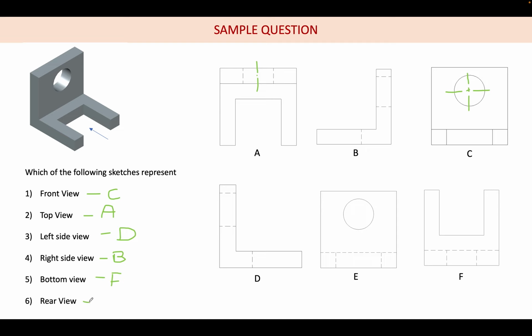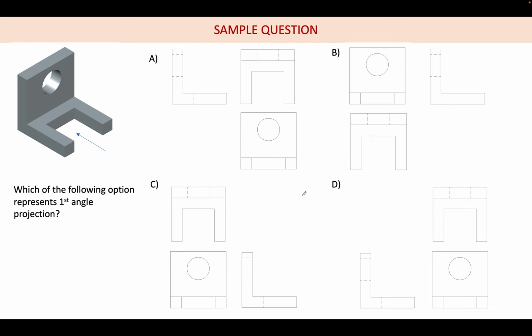Rear view, only one option is there, so it is option B. Yes. Like this, in your assignment also you can see that a similar question will be there. You have to correctly identify which of the views. It is just an exercise in visualization.